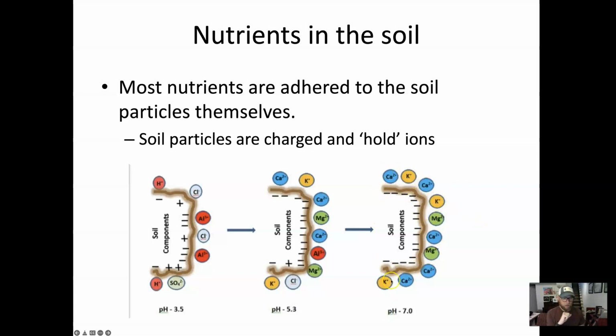That means the cations, or the nutrients with positive charges, are going to be adhered fairly strongly to those soil particles, and anything that has a negative charge, or anion, is going to be more loosely adhered to those particles. You can see at this pH of 5.3 there's a chlorine attached to the soil particle here. It's going to be pretty weak because there's just not a lot of spots for that to be adhered. So generally speaking, anions are more floating around in the soil, and the cations are more tightly adhered to those soil particles.